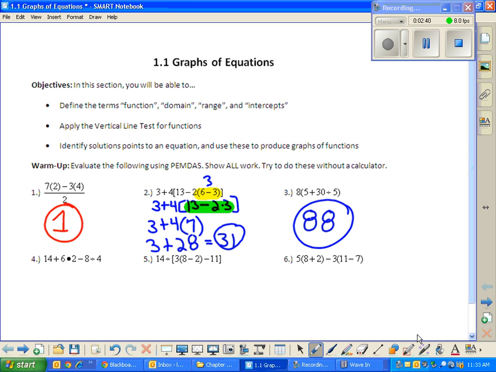They may not get 24. Do you need me to walk through it there, Ben? Okay, so we're doing Please Excuse My Dear Aunt Sally. So we're going to take care of multiplications and divisions in the order that we see them. So I'm going to bring down my 14. 6 times 2 is 12. 8 divided by 4 is 2. And now I can just work these in the order that I see them. 14 plus 12 is 26. 26 take away 2 is 24. So that's that guy there.